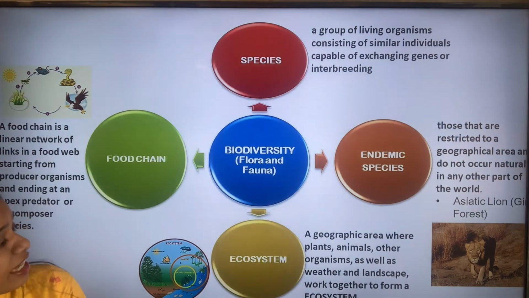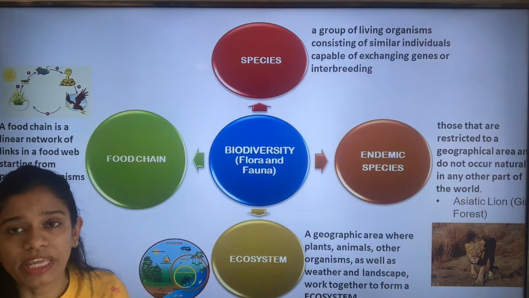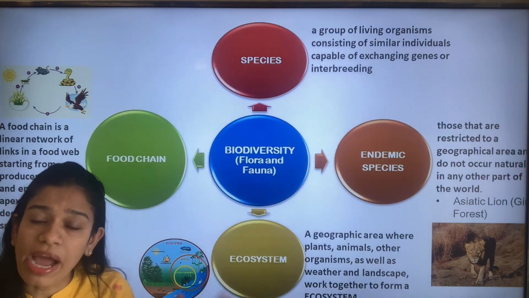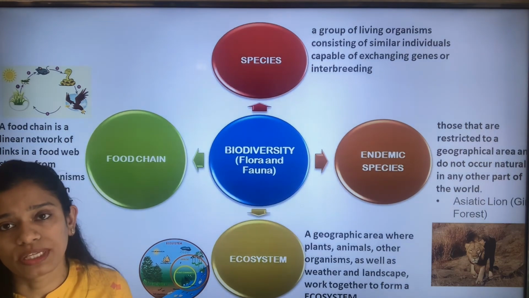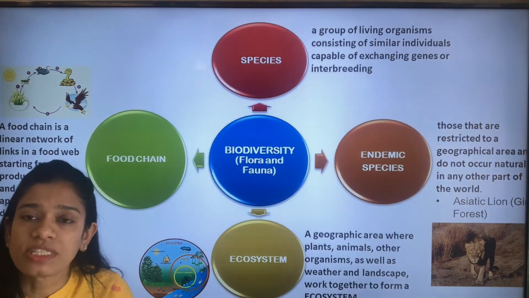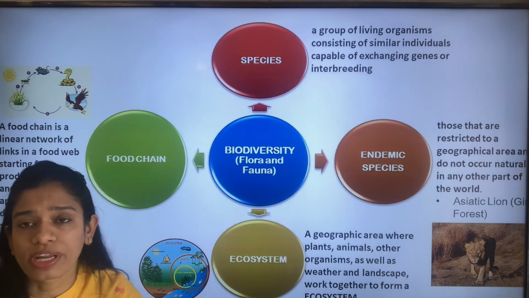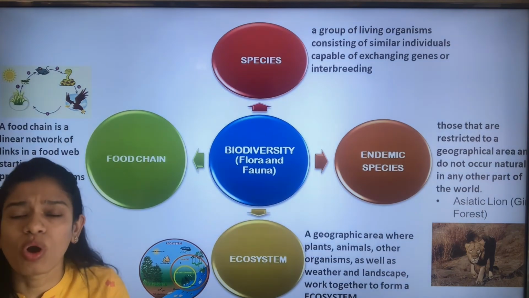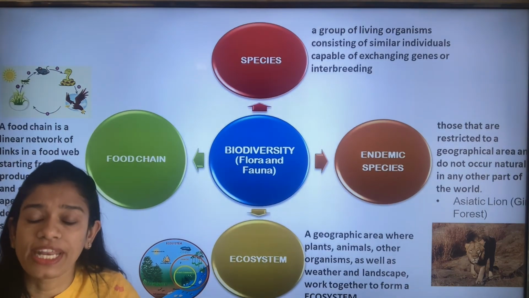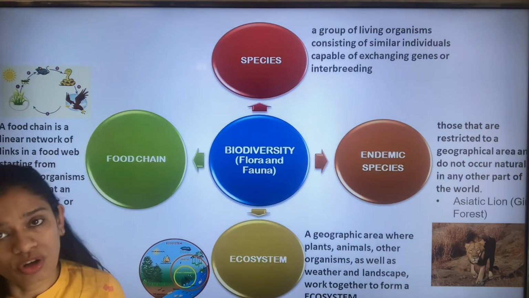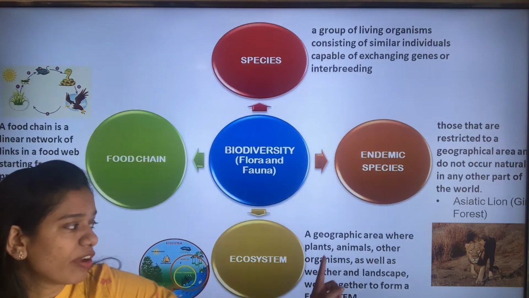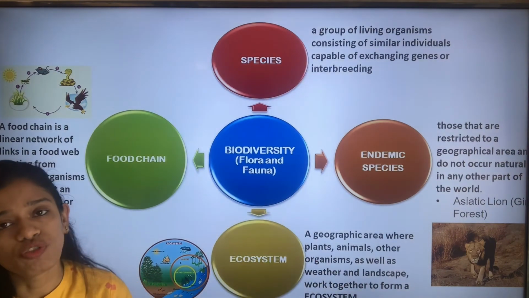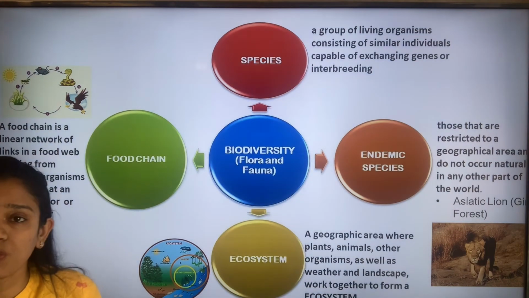Next is the ecosystem. What we understand by ecosystem is the total of biotic and abiotic factors together. Biotic factors means the plants, the animals, microorganisms and all the living organisms. Whereas the abiotic means the land, water, air, sunlight, temperature, rain, everything together called the ecosystem. A geographic area where plants, animals, other organisms as well as the weather and landscape work together forms an ecosystem. This is a kind of an ecosystem.